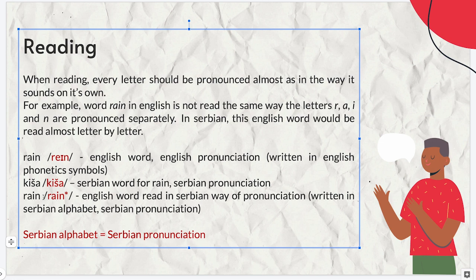Separately, those letters are k, i, sh, a, and now they make a new word, kisha. You just piece them together. If you were reading the word rain in the Serbian way of reading, which of course is incorrect, we would read it as rain, which is a maybe interesting example. So Serbian alphabet equals Serbian pronunciation.